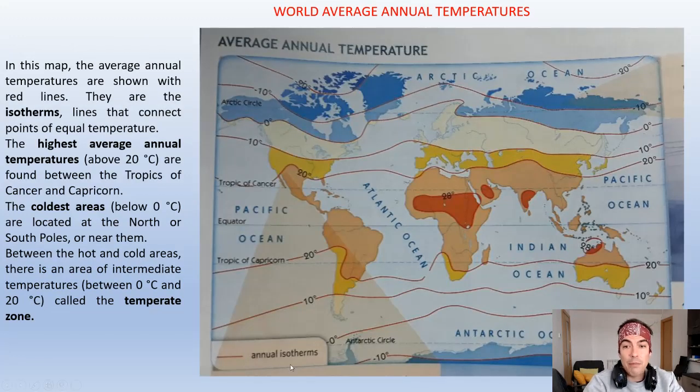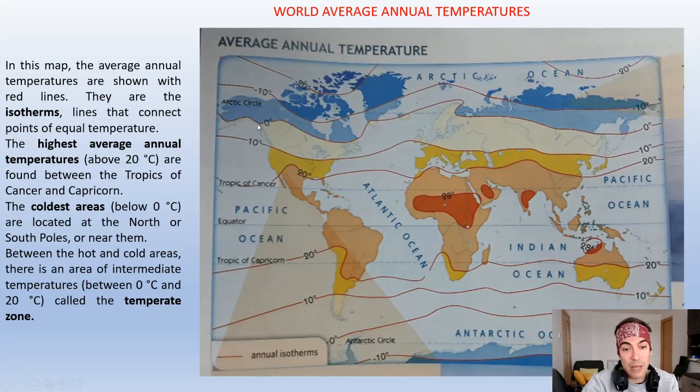So here we have a map. This map is in the book. Actually, this is a photograph of the book because I couldn't find it on Google, with the world average annual temperatures. In this map, you can see these lines which are called isotherms. This means that, similar to the isobars, which were lines connecting points with the same pressure, the isotherms are lines connecting points with the same temperature.